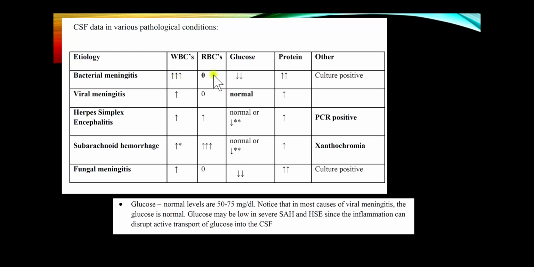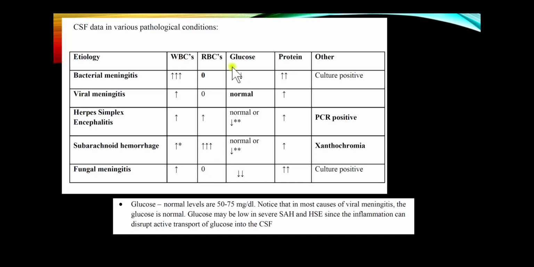Red blood cells in our bacterial, viral, and fungal meningitis are not elevated. Okay, in herpes simplex, because herpes simplex tends to be quite destructive to blood vessels in that inflammatory process, we often can get some red blood cells. And in a subarachnoid hemorrhage, where we're just having blood pour into the subarachnoid space, not surprisingly, you get a lot of red blood cells.